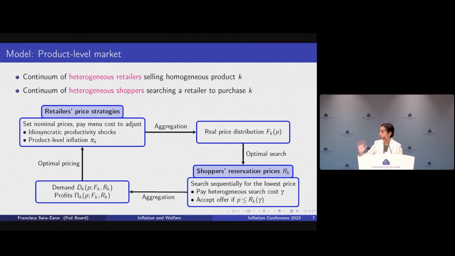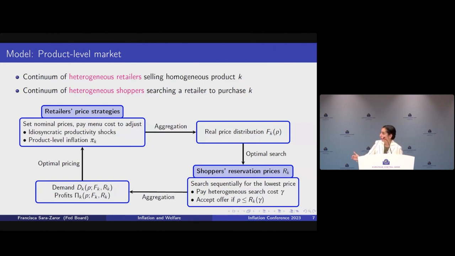Okay, so let's start with the retailer's price strategies. So the first block there on your left. This is pretty much the same as a standard menu cost model. We will have that the retailers set nominal prices, and to adjust, they have to pay a menu cost. They will also face idiosyncratic menu cost shocks and product level inflation. So these are the two reasons why these retailers would pay the menu cost and adjust. So nothing new there for the moment.